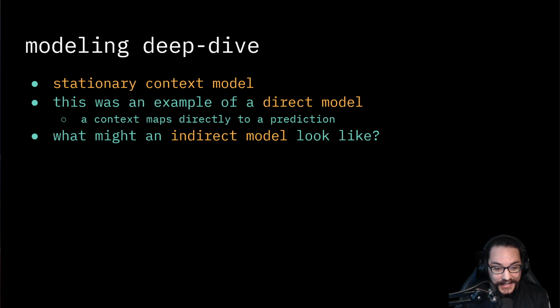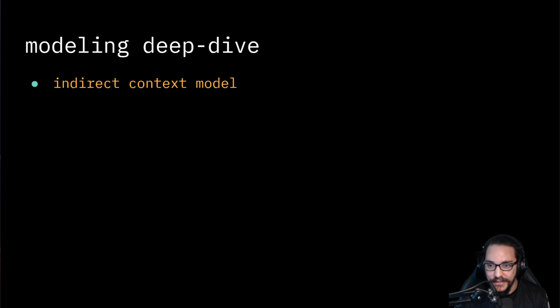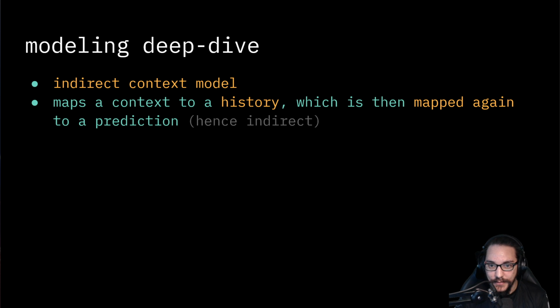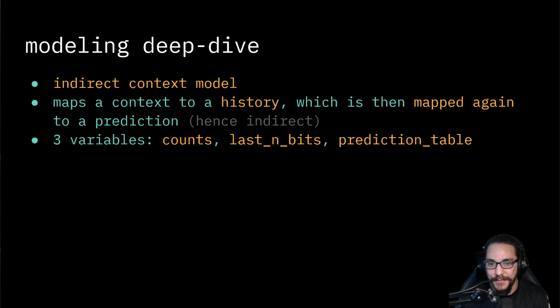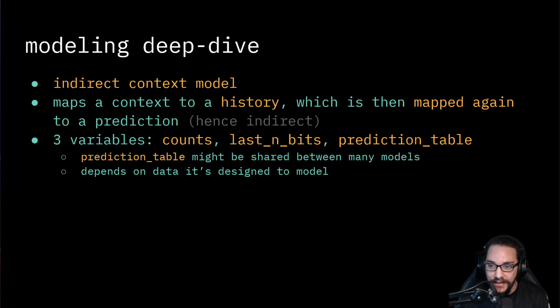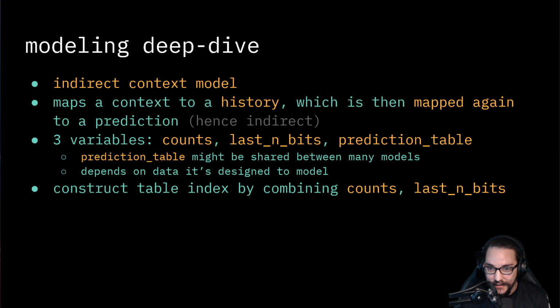But we can also make what's called an indirect model, and look at what kind of data that would be good at modeling. So an indirect model maps a context to a history. So we might actually have a few history bits that happen in the same context, and then we map that again to a prediction, which is why we call it indirect. So this would have some counts and some last bits and a prediction table. And we also might share the prediction table between many models. It really depends on the data.